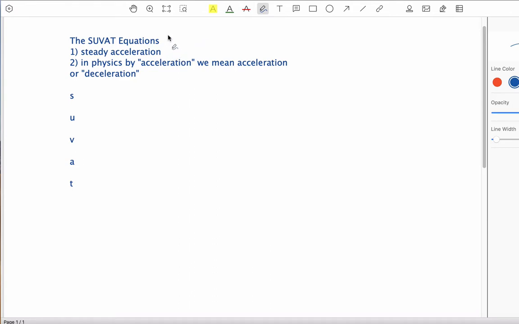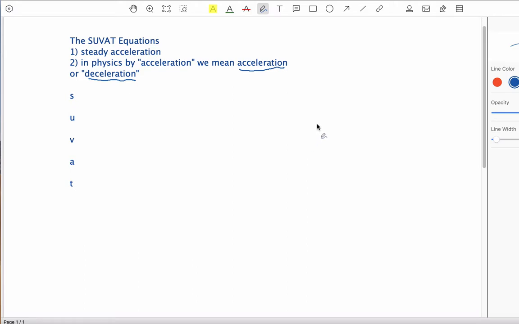So this is a set of equations that we use when there is in fact acceleration happening, that there is steady acceleration happening. And I want to be clear that in physics, when we say acceleration, that actually means acceleration or deceleration. Both terms are covered. So that means speeding up or slowing down. Both of those are considered acceleration. So we're not going to use that term deceleration in physics.